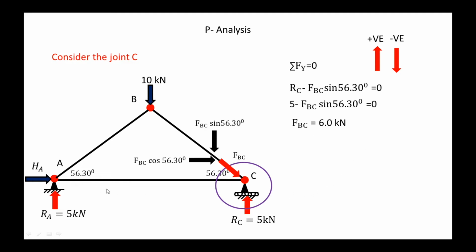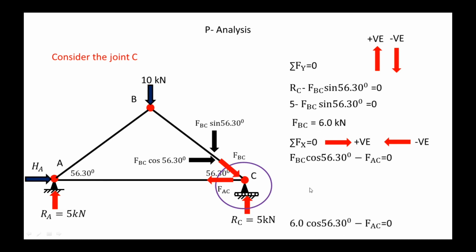Now next we have to find the member force in the AC. So FAC, here assume the direction of FAC, we are assuming away from the joint. So this member is horizontal, so we have to take sigma FX equal to 0. Towards right is plus and towards left is minus. So here FBC cos 56.30 towards the right, that is plus, and FAC toward the left is minus. So FBC is 6 kilonewton. Put this 6 kilonewton into this equation. So 6 cos 56.30 minus FAC. So here we got the value of FAC is equal to 3.32 kilonewton.